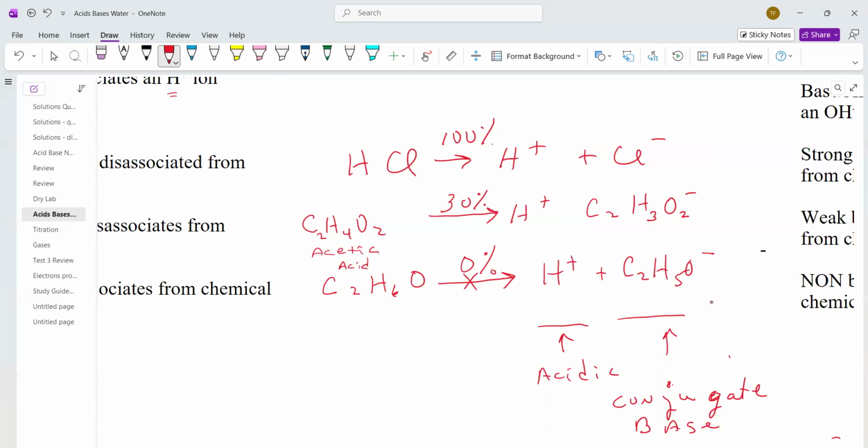Acetic acid is a weak acid. It's also called vinegar. 5% acetic acid in water is called vinegar. Now that's a weak acid, so only part of it dissociates. So you've got, here comes the H plus, and then whatever's left over will be over here.